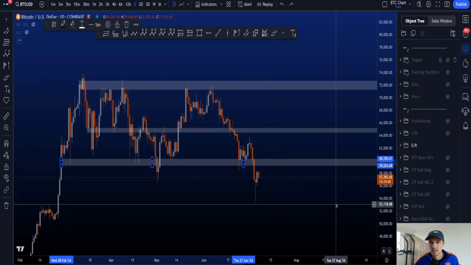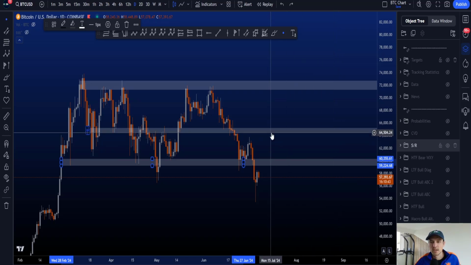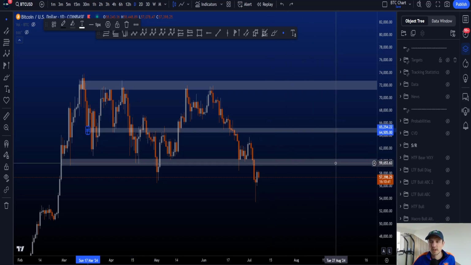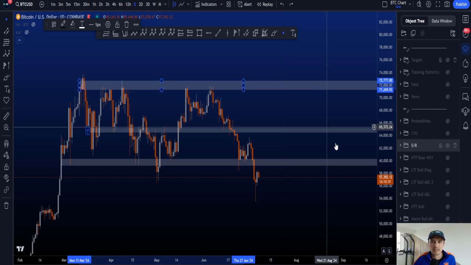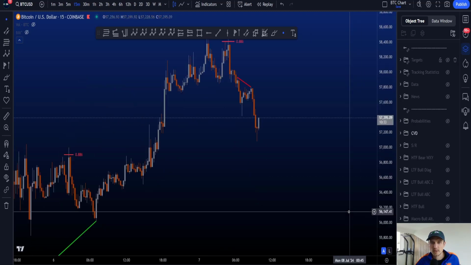Now, the resistance here is between 59.2 and 60.3K. The one in the middle is 64.5 to 65.2, and then at the high, 71.2 to 72.7K. Finally, shortly looking at the lower time frames.